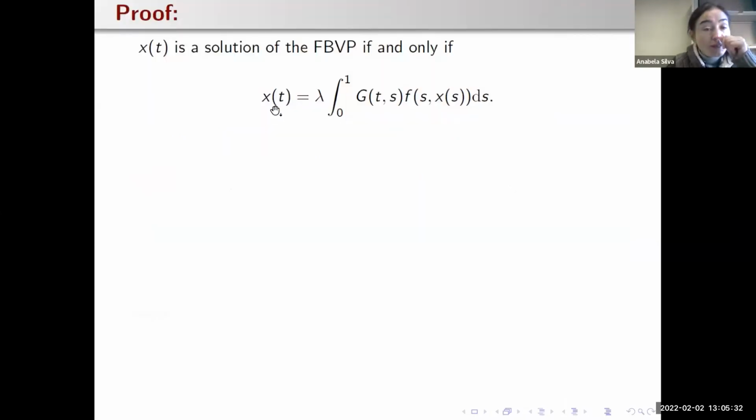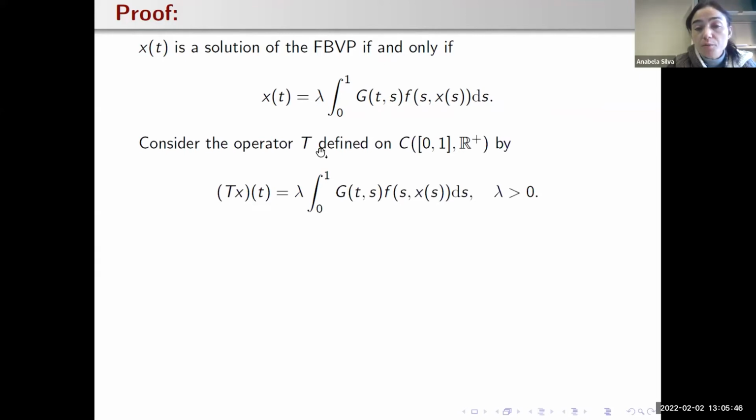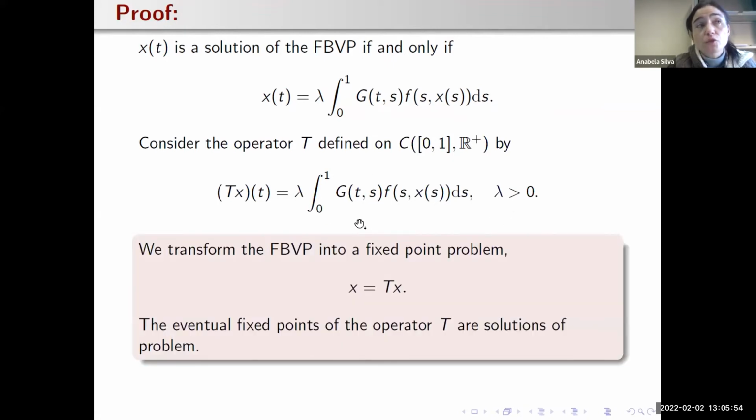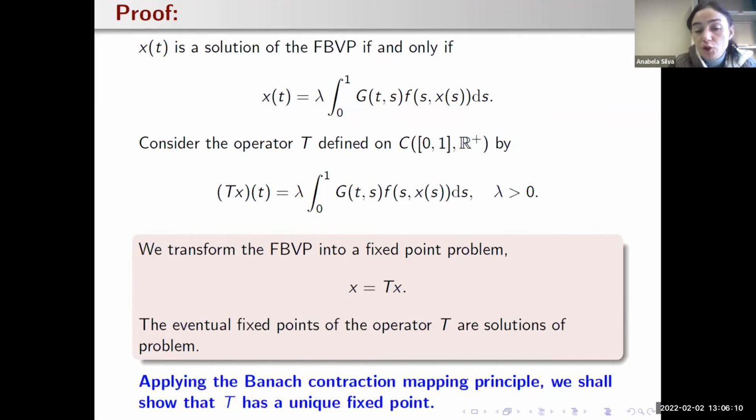To prove that, we consider the solution that I showed you at the beginning of this presentation. This is the solution of the problem, the general formula of the solution. And we consider an operator T defined as a continuous operator from [0, 1] to R plus, defined in this way. And we transform our problem into a fixed point problem. So the eventual fixed points of this operator T will be the solutions of the problem. And if we prove that the fixed point is unique, then we have a unique solution.